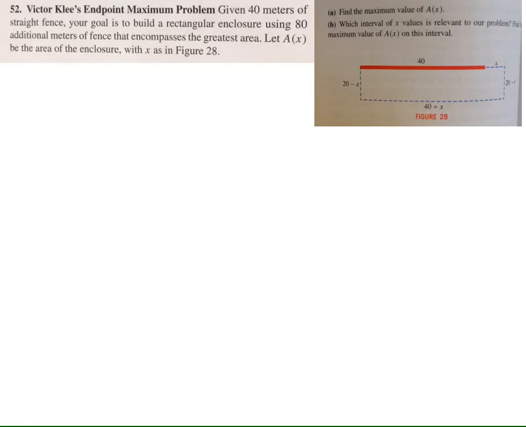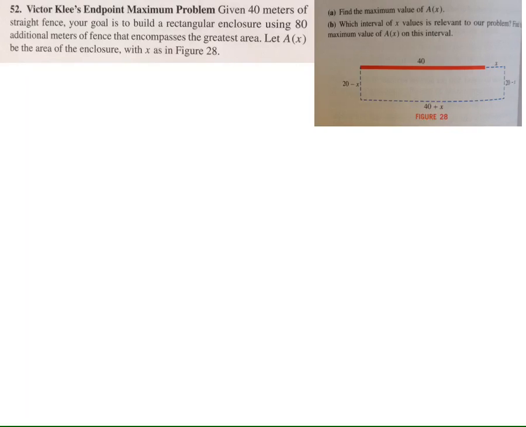28. And so if you look at this figure, sorry, it's not the best picture. x is this little length beyond 40 that one of the side lengths is. So this red line is that 40 meters of straight fence, and the blue dotted line represents the 80 additional meters of fence that we have. And the problem, part A, says find the maximum value of A of x, so find the maximum area we can enclose. And part B says what interval is relevant to our problem and find the maximum value of A of x on this interval.